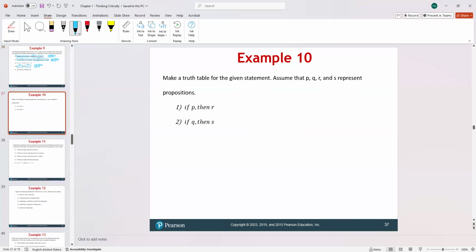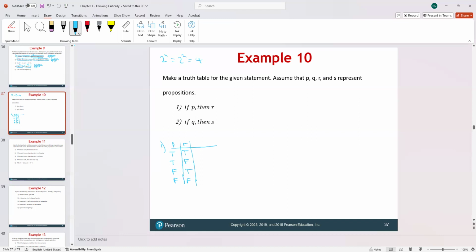Now, to make a truth table for the given statement. Remember, if you have only two propositions, you're gonna have 2 to the power n, that's 2 to the power 2, which is 4. Both propositions can be true, or the first one true and the second one false, or the first one false and the second one true, or both of them can be false. We call it a truth table. We construct a truth table.